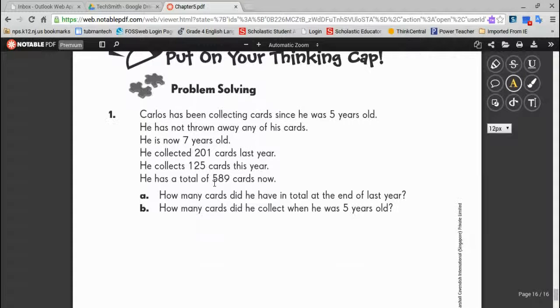Problem solving. Carlos has been collecting cards since he was 5 years old. He has not thrown away any of his cards. He is now 7 years old. He collected 201 cards last year. He collects 125 cards this year. He has a total of 589 cards now. A. How many cards did he have in total at the end of last year? B. How many cards did he collect when he was 5 years old?